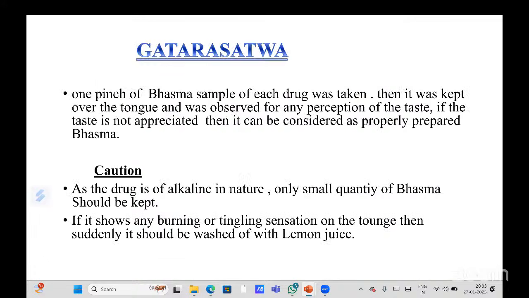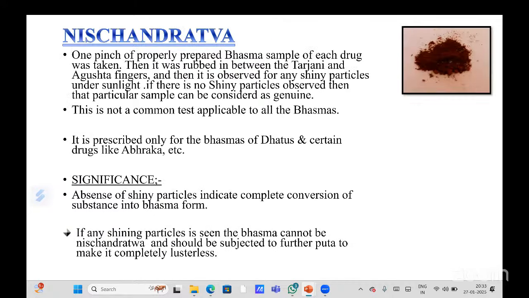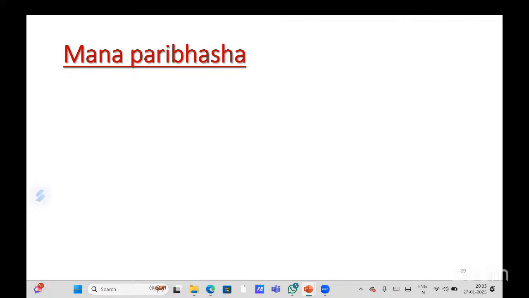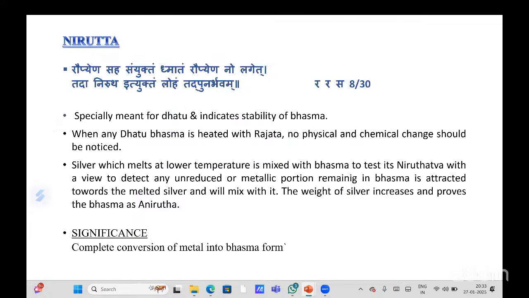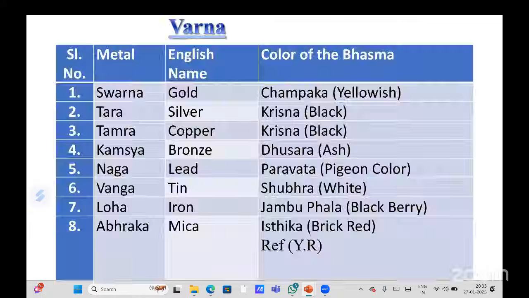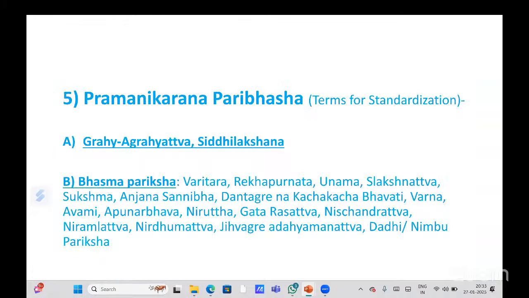In the similar way, the different basma parikshas have been explained. So there is a chance of asking the basma pariksha for 5 minutes. Here in these Basma Parikshas, that time you have to explain Varyantara, Rekha Purnata, Unnamas, Lakshana. These Basma Parikshas you have to brief for 5 marks.